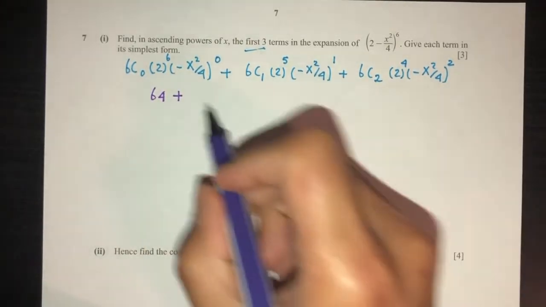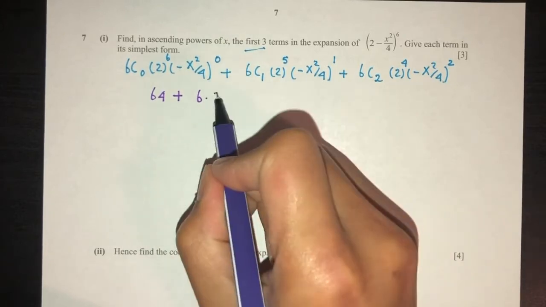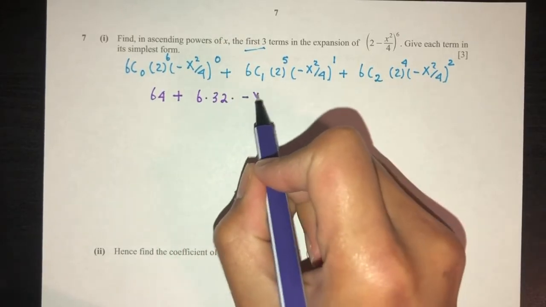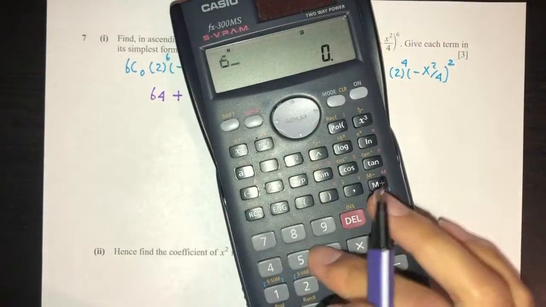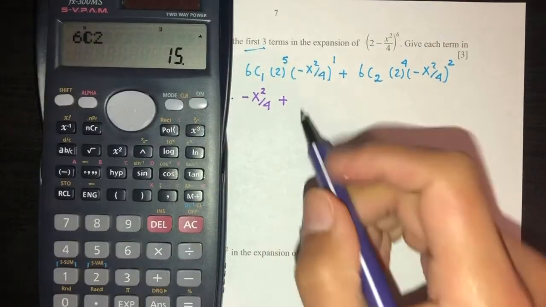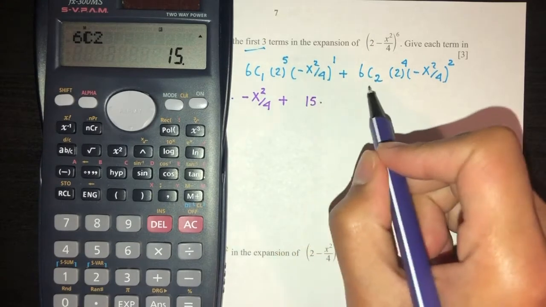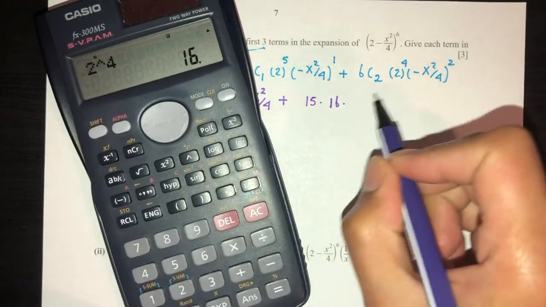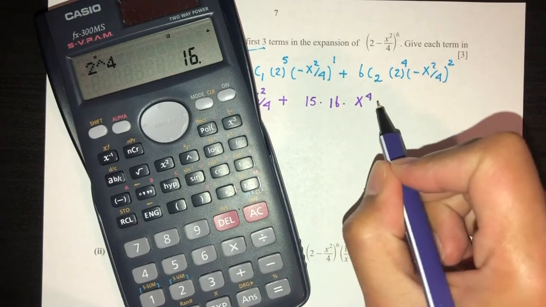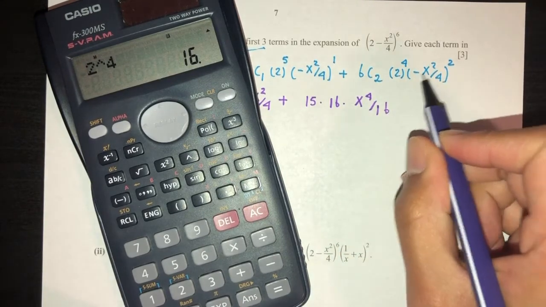Plus, what is 6 choose 1? That is 6 times this. That will be 32, and that will be minus x squared over 4. Plus, what is 6 choose 2? 6 choose 2 will be 15. And 2 power 4 is what? 16. That will be x power 4 over 16 for this expansion.